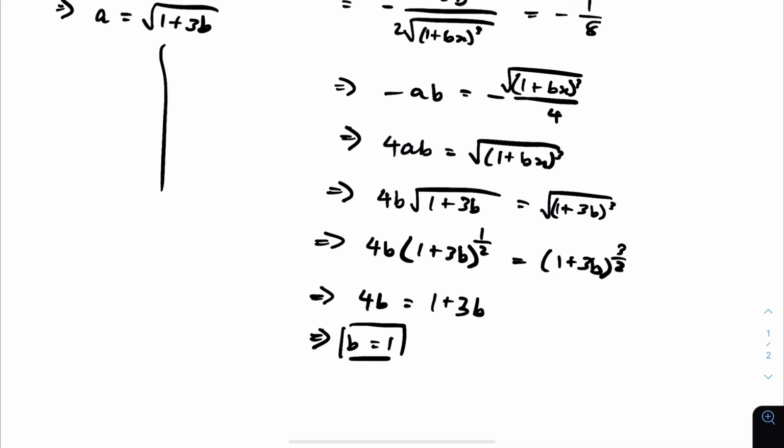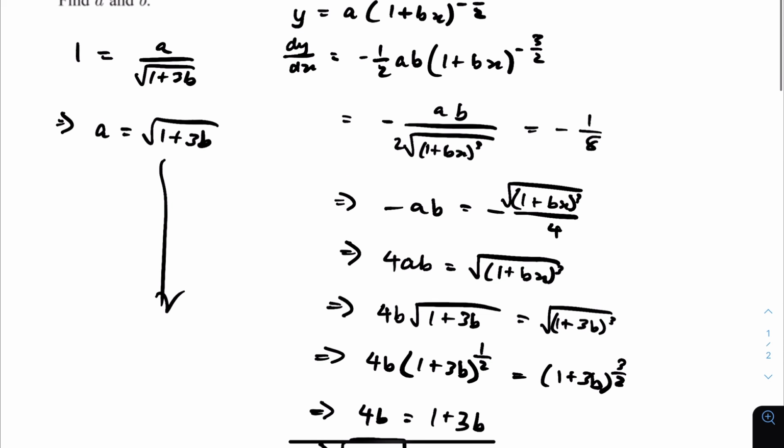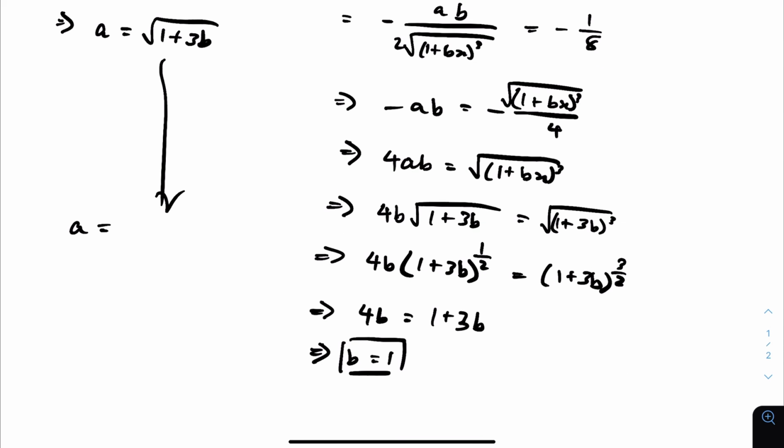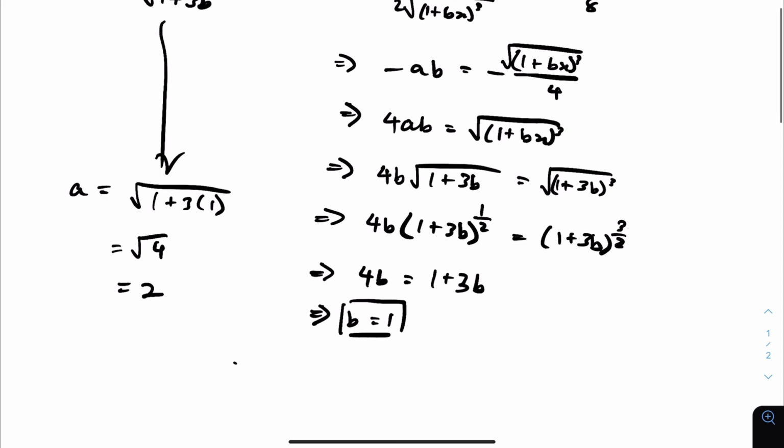And we know from our value of a over here that a is equal to root (1 plus 3b), so root (1 plus 3 times 1), which is equal to root 4, which is equal to 2. So therefore, a is equal to 2 and b is equal to 1.